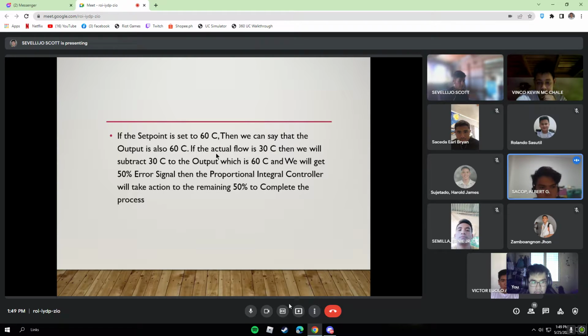So let's proceed to the scenario. If the set point is set to 60 degrees Celsius, then we can say that the output is also 60. And if the actual flow is 30 degrees Celsius, then we will subtract 30 degrees Celsius from the output, which is 60 degrees, and we will get a 50% error signal. Then the proportional integral controller will take action on the remaining 50% to complete the process.